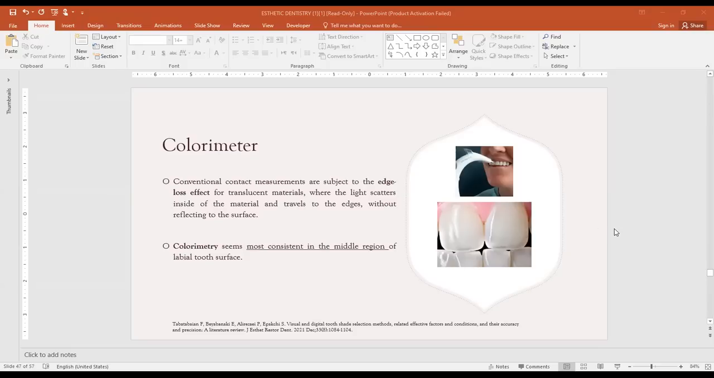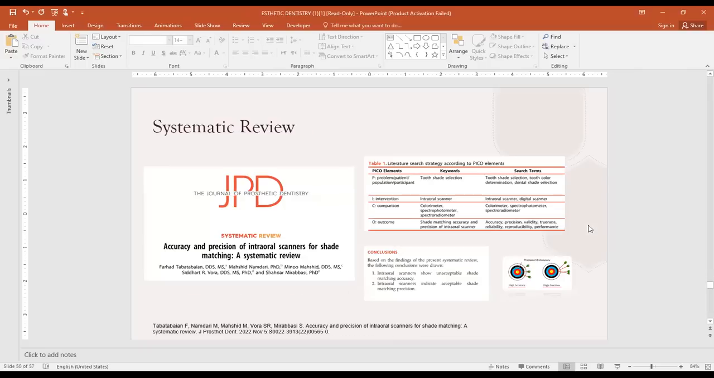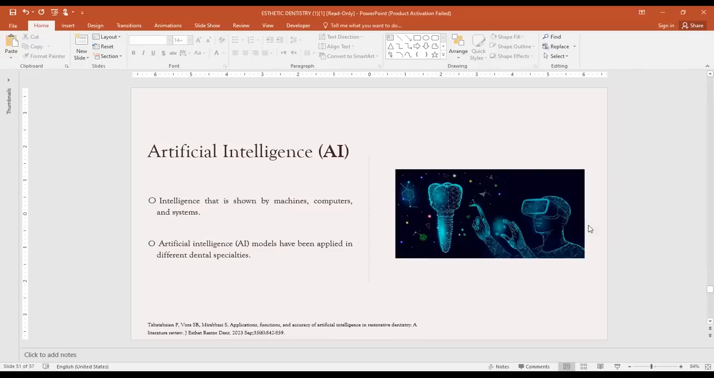And then, okay, just add the generations. You said about the Vita Easy Shade that has generations. Just add these 5 generations in a slide. And that's it for now. And I'll be coming back to you in another presentation.